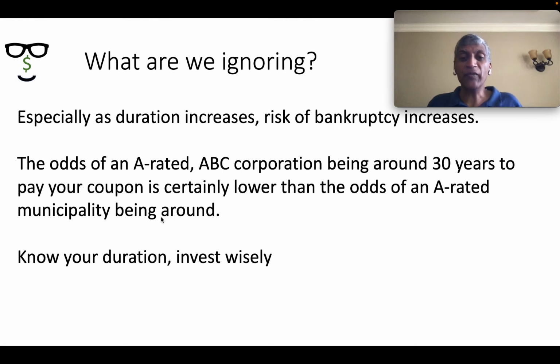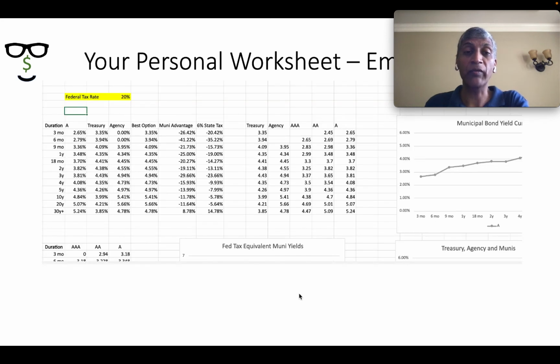So at the end of the day, know your duration, look at your personal yield curve for your tax bracket, and make a smart decision. That is our message for the day. Okay, we talked about knowing your duration and then making the correct decision based on your tax bracket and your personal yield curve.